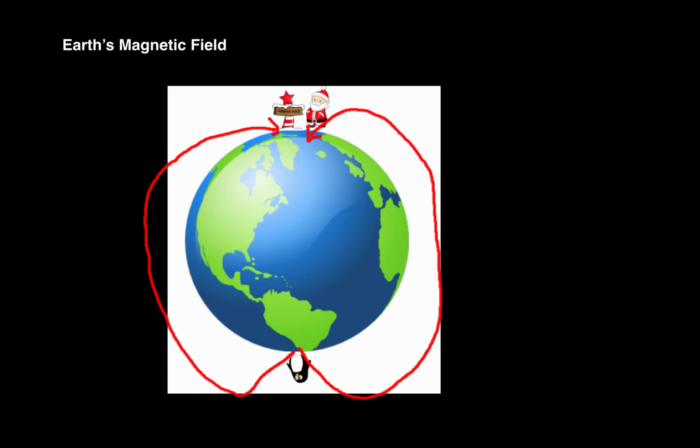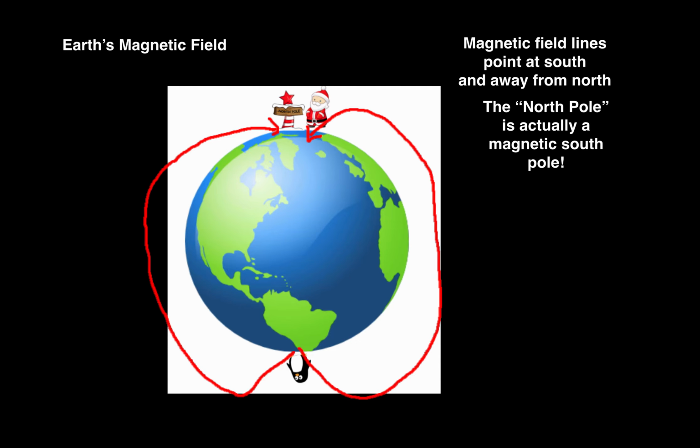The problem with this is we know that magnetic field lines always point at south and away from north. And we also know that the compass needle will point in the direction of magnetic field, it points at south. This indicates that the North Pole of the Earth is actually a magnetic south pole. So if you were to imagine the bar magnet that is the Earth, the south pole of the bar magnet is at the North Pole of the Earth, and the North Pole of the magnet is at the South Pole of the Earth.